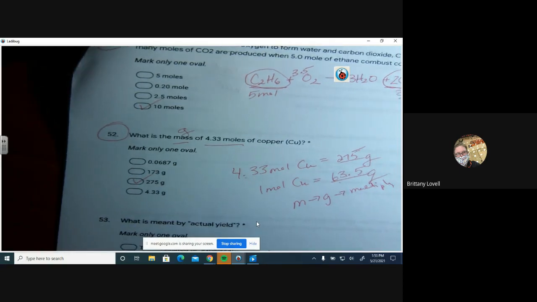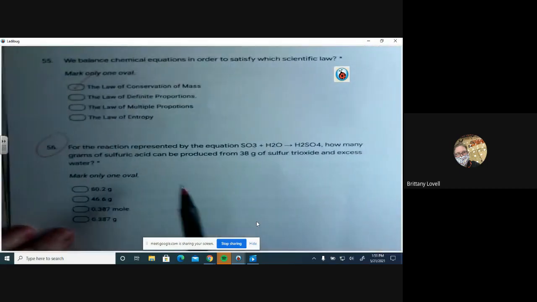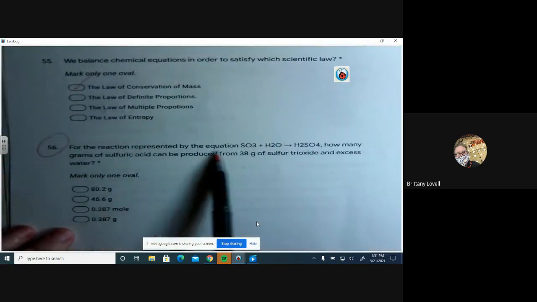On Monday or Tuesday, you'll have a similar question, but it's going to be a different element. Okay? All right. So there you go. Moles to grams, you multiply. And then one more, I think. 56. Yeah, last one.